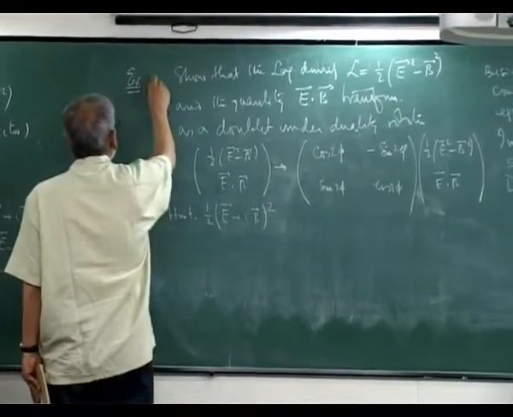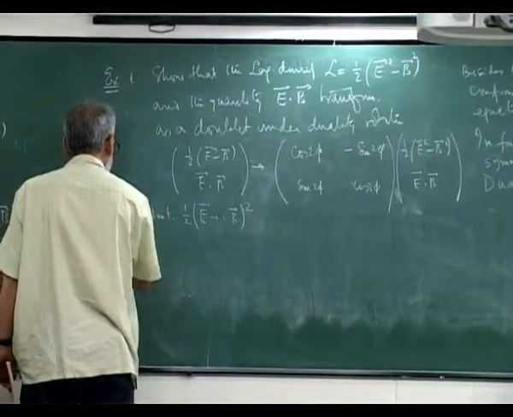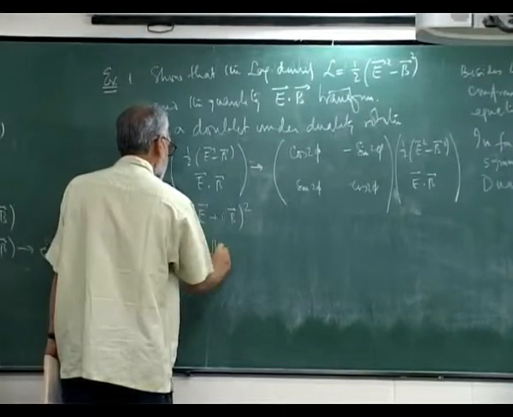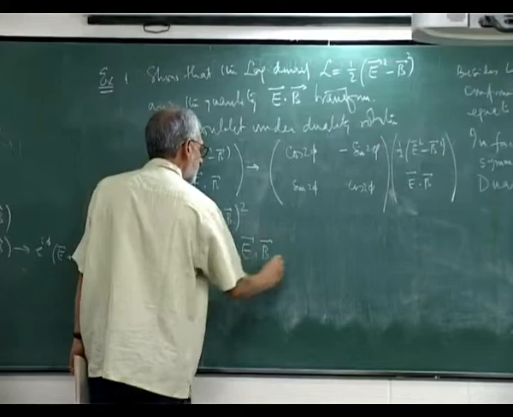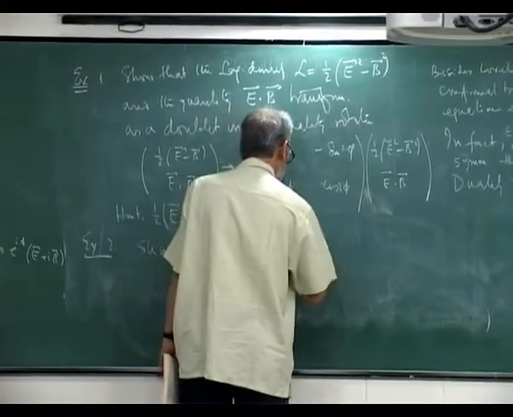That's exercise number 1. Exercise number 2: show that E dot B is a total divergence.